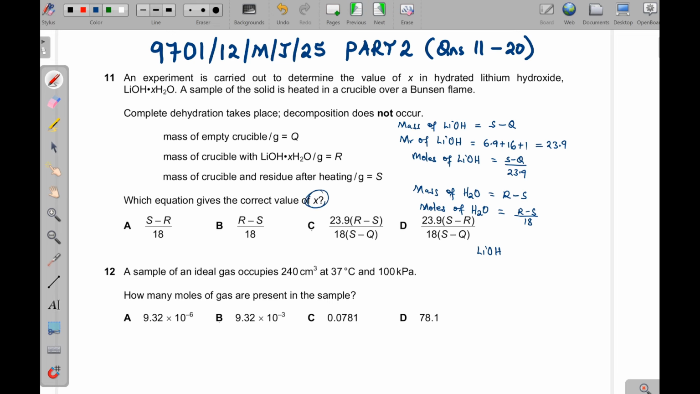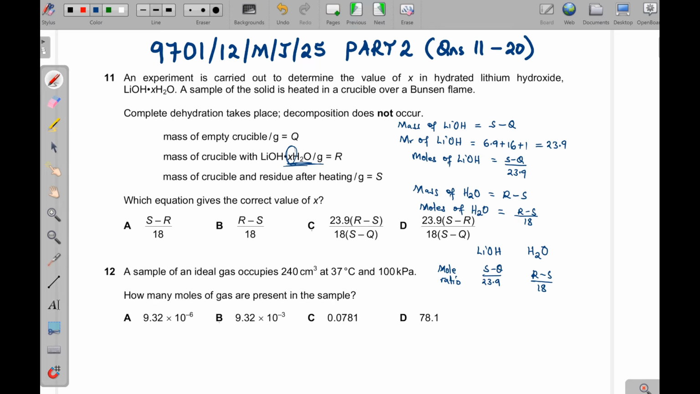Now I will have lithium hydroxide here. When you're finding the value of X here, you use this method as if you're calculating what we call the empirical formula of a compound. So you put lithium hydroxide here, and then you also put water here. Then you get what we call the mole ratio. So first of all, the moles for lithium hydroxide are S minus Q out of 23.9. Then for water, we have R minus S out of 18.